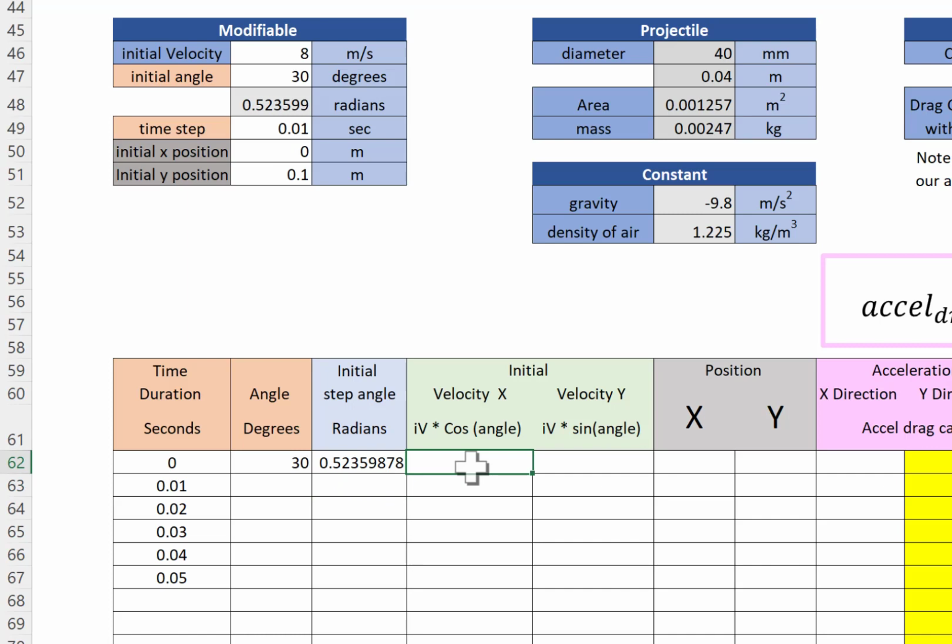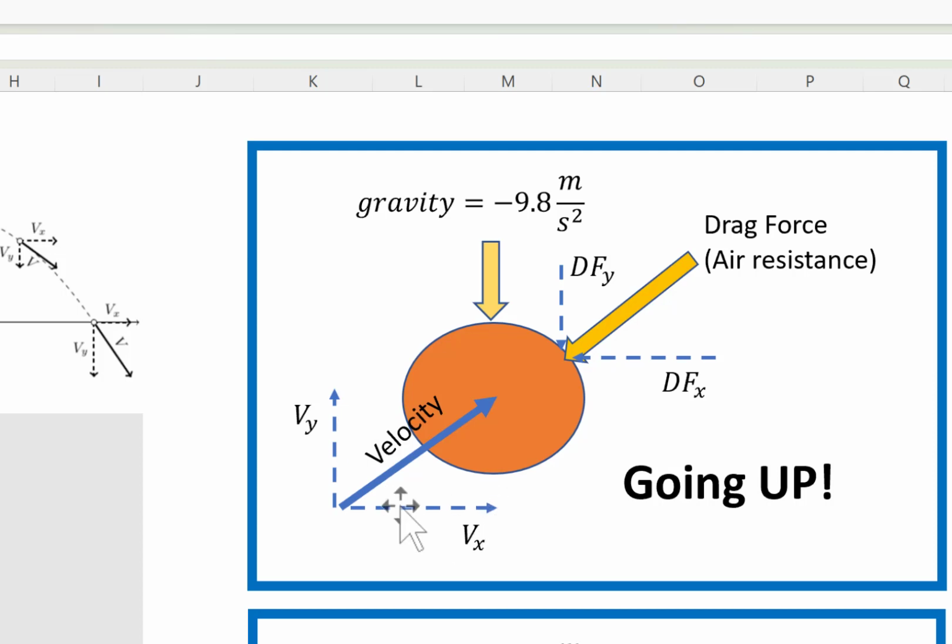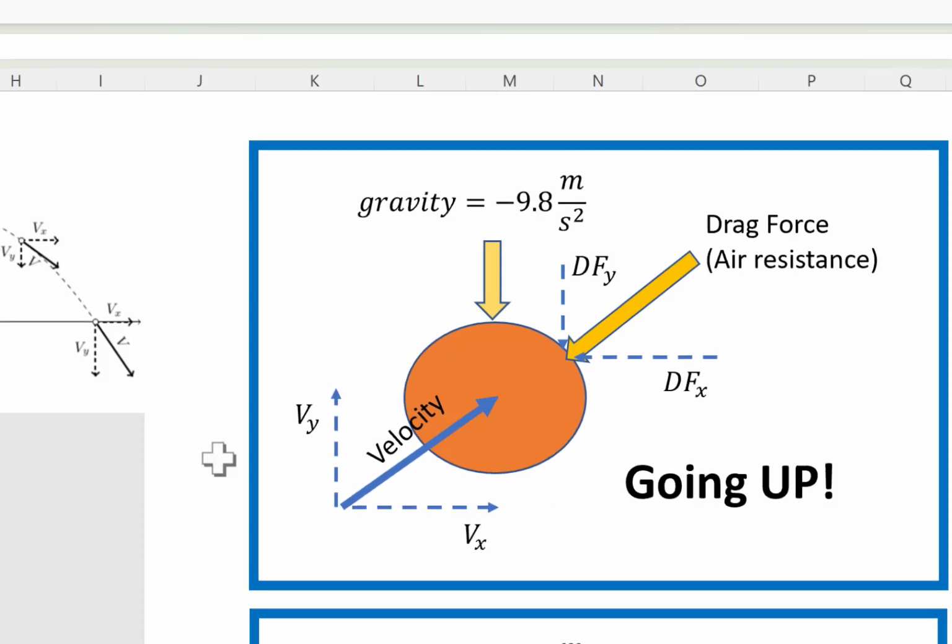So now on my velocity here, I'm going to type in equal, and this is going to be my initial velocity right there, and I'm going to multiply it by the cosine of my angle in radians. I'm going to do the exact same thing here. I'm going to take my initial velocity and multiply that by sine of the angle in radians. Effectively what I'm doing there is I'm just finding Vy and Vx.